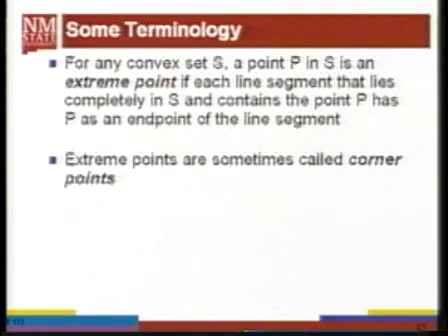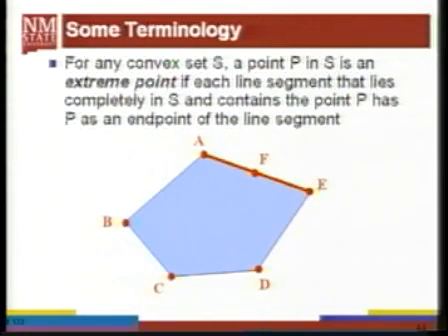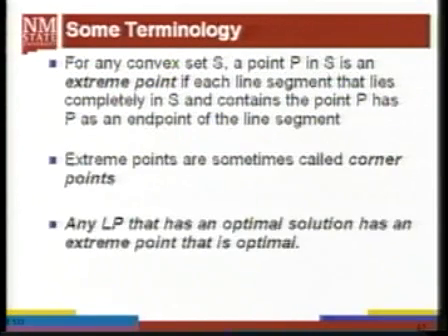And the extreme points are sometimes called corner points, because if the set S is a polygon like this, then the extreme points of S will be the vertices or the corners of this polygon, right? And the feasible region for any LP will be a convex set. And the feasible region for any LP has only a finite number of extreme points.